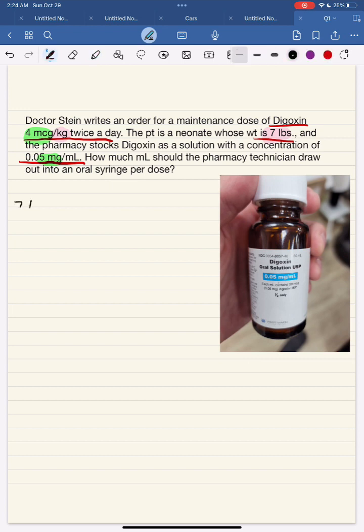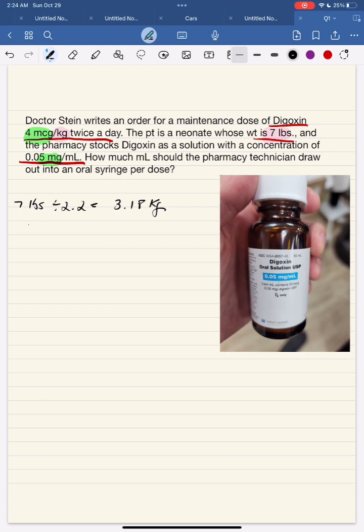So first we're going to take a look at the pounds. 7 pounds divided by 2.2 will give you the kilograms. Whatever pounds you have, as long as you divide it by 2.2, that will give you the kilograms. So you have to know that by heart. You have to know that you divide pounds by 2.2 for kilograms. So the answer here is 3.18 kilograms.